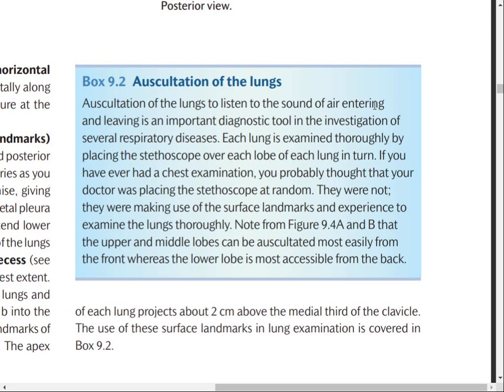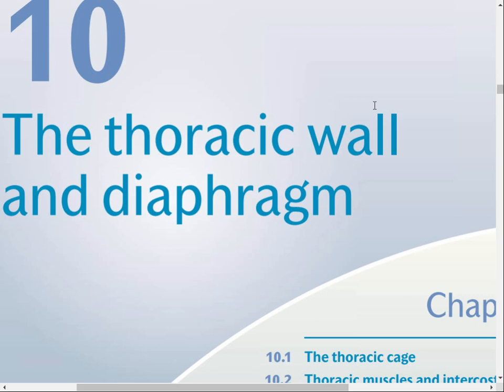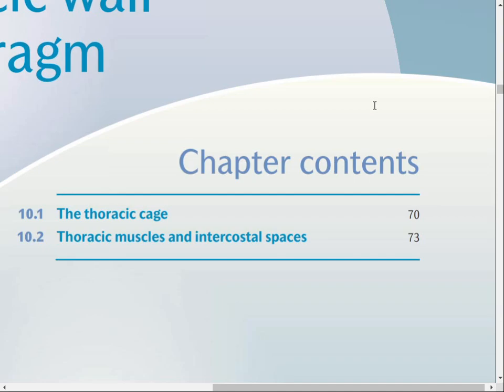Note that the upper and middle lobes can be auscultated most easily from the front, whereas the lower lobe is mostly accessible from the back. The apex of the lung projects about 2 centimeters above the medial third of the clavicle. The use of these surface landmarks in the lung examination is covered elsewhere.